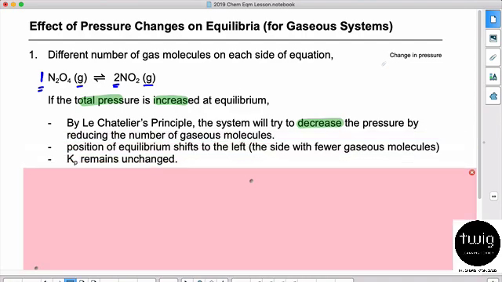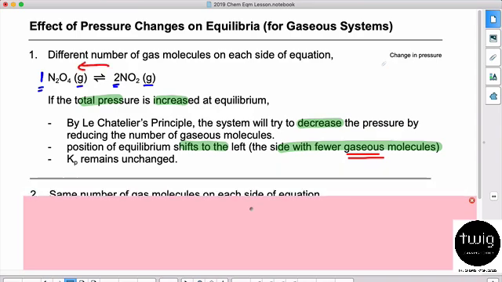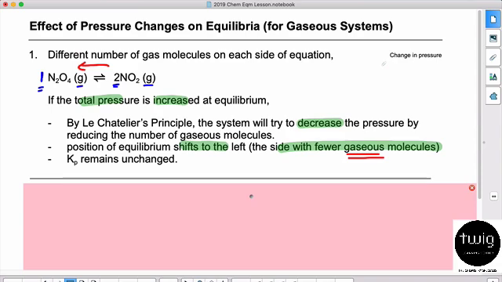Fewer. Good. I want you to highlight this. It must always shift to the side with fewer gas molecules. An important marking point is you must put the words gas molecules. Fewer gas molecules. So you shift to the left. Very simple, just shift to the left, to the side with fewer gas molecules.